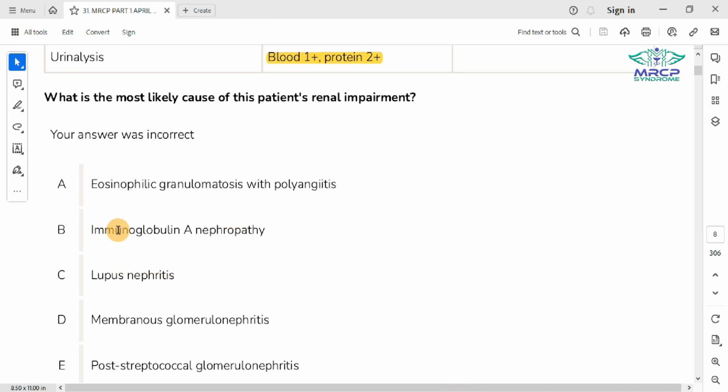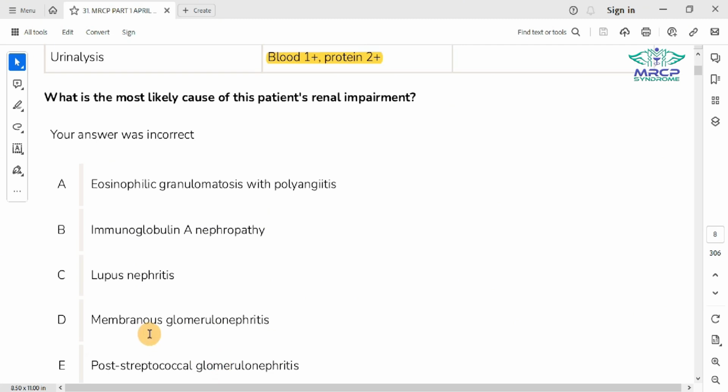And IgA nephropathy. In case of IgA nephropathy, the patient will come up with the features of hematuria 1 to 2 days after the upper respiratory tract infection. And in case of PSGN, the patient will come up with the features of hematuria after 1 to 2 weeks. So after 1 to 2 days in case of IgA nephropathy, and after 1 to 2 weeks in case of PSGN.